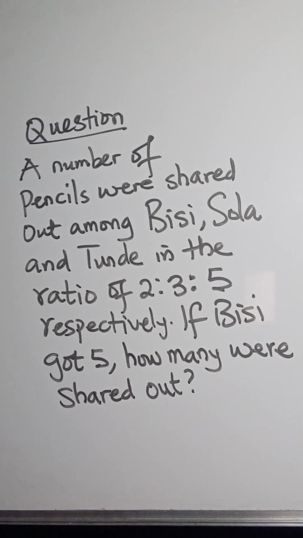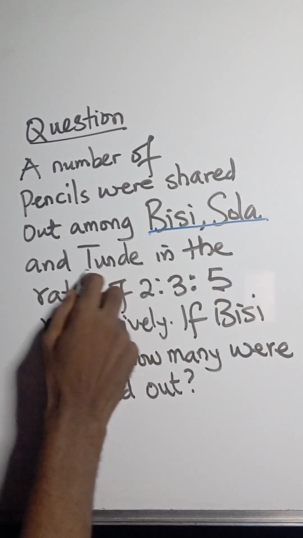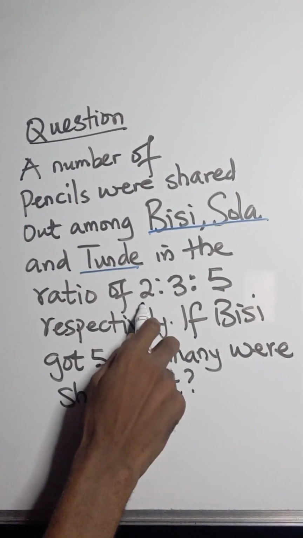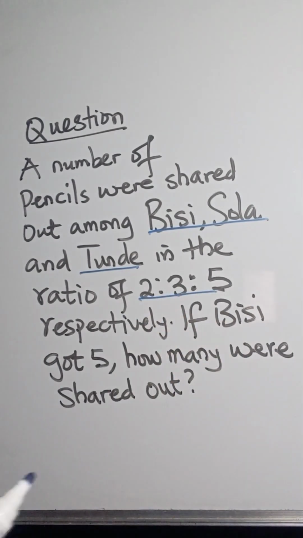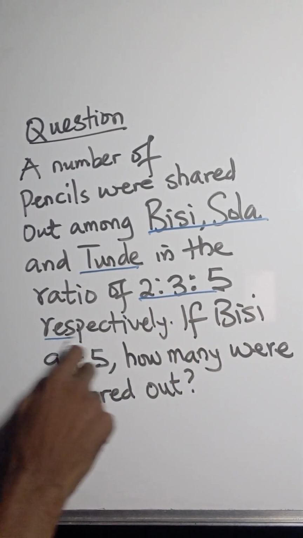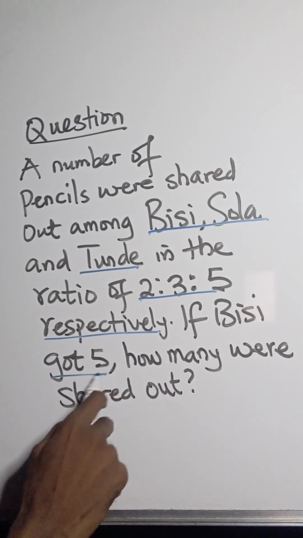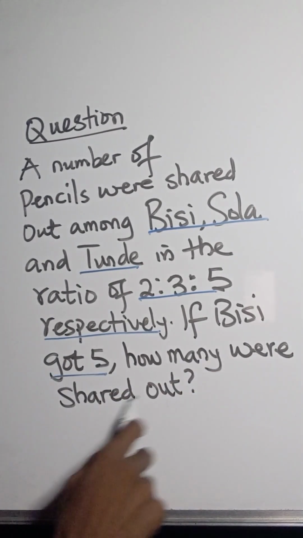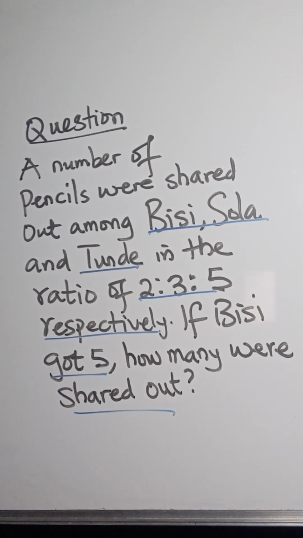This is a word problem on proportion, and if we read through the question, we'll see that a number of pencils were shared among BC, Sola and Tunde in the ratio of 2:3:5 respectively. If BC got 5, how many pencils were shared out? Alright, so it's a very nice question.